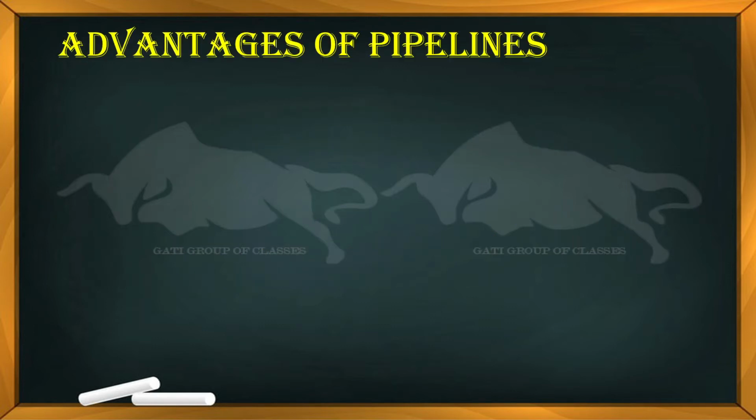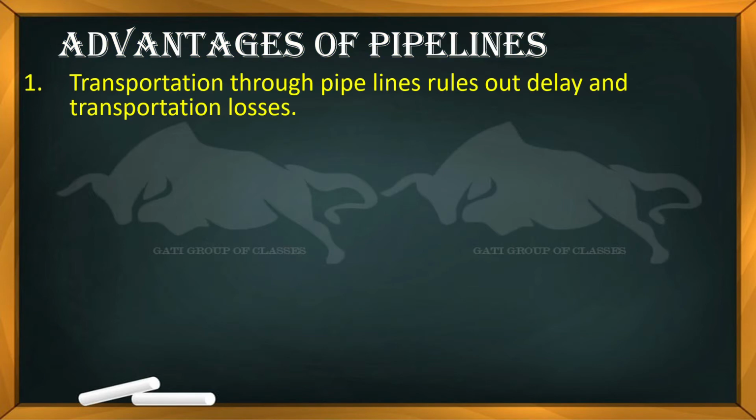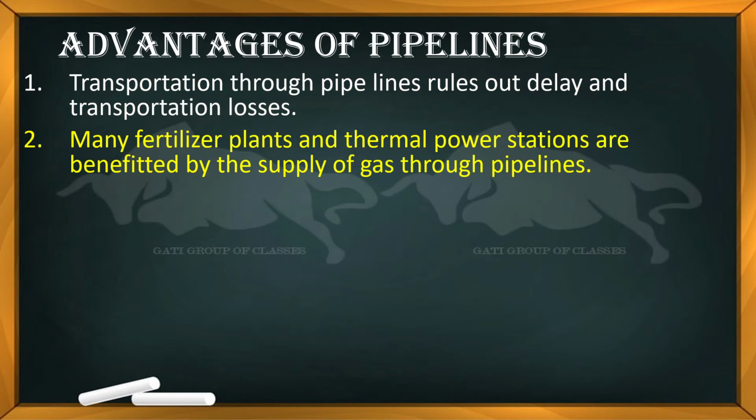And now we have the topic of the advantages of pipelines. What are the advantages? Why do people prefer pipelines for transporting these things? First of all, transporting through pipelines saves us from the transportation losses that occur on land and on the railways. And the second thing is that many fertilizer plants and thermal power stations are getting very much benefited from the supply of gas through pipelines.